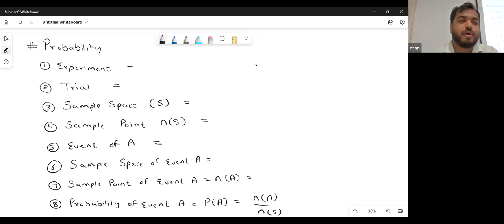So guys, we are working on probability now. We have written 8 points. All definitions you have written. Okay, we will cover each and every probability concept by example.